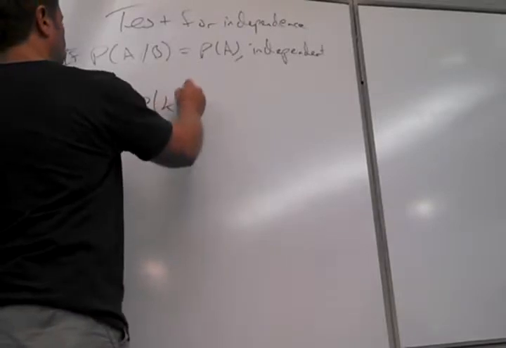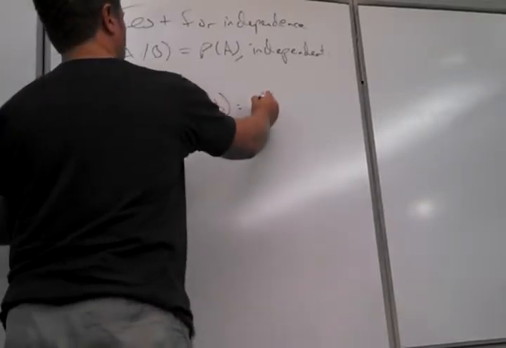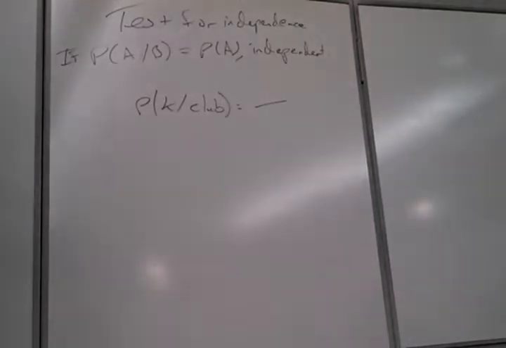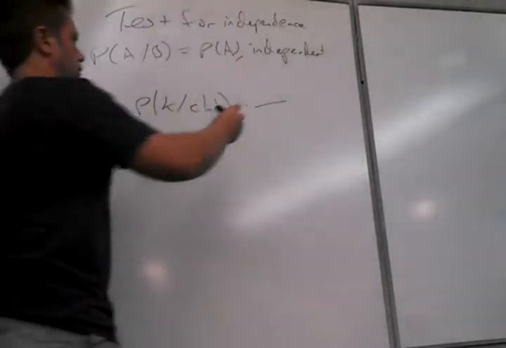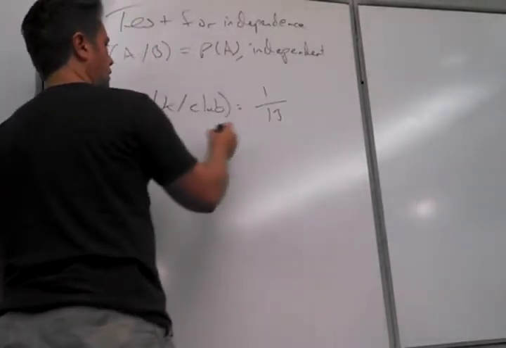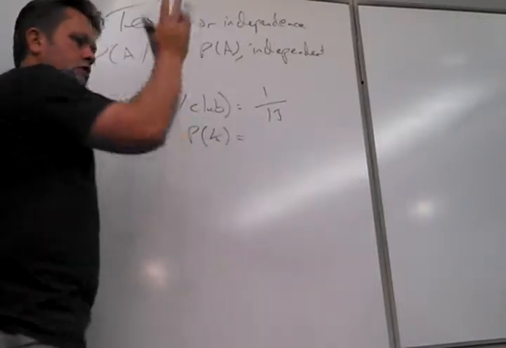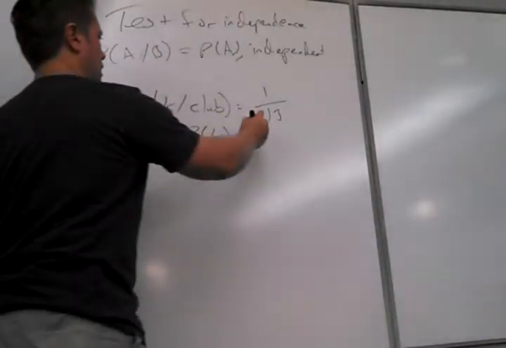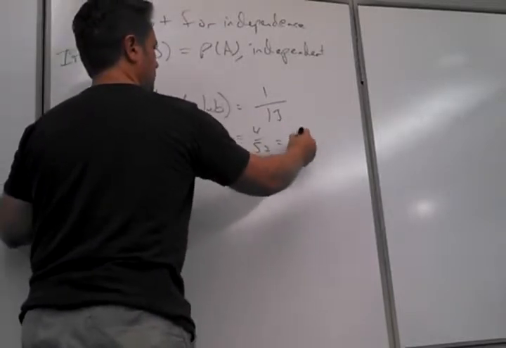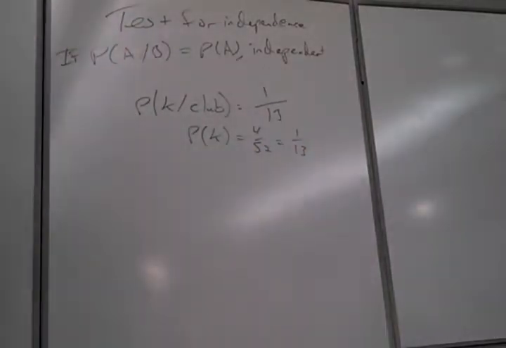A silly example of independence is club and king. What's the probability it's a king if I tell you that I got a club? So what goes on the bottom? 13 clubs, right? And out of those, how many are kings? One. Now how does that compare to the probability of a king just by itself? 4 out of 52, which is 1 out of 13. So me telling you it's a club does not affect the probability that it's a king, because the ratio stayed the same.